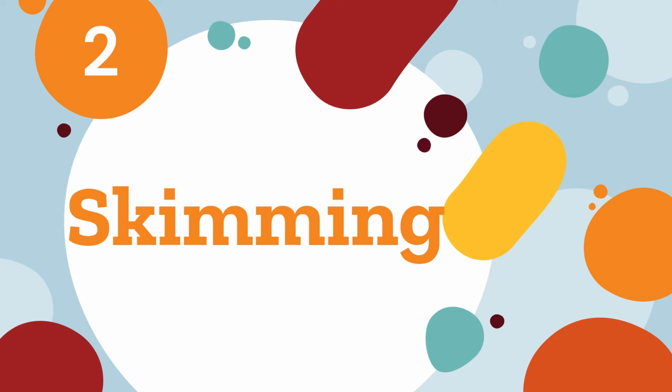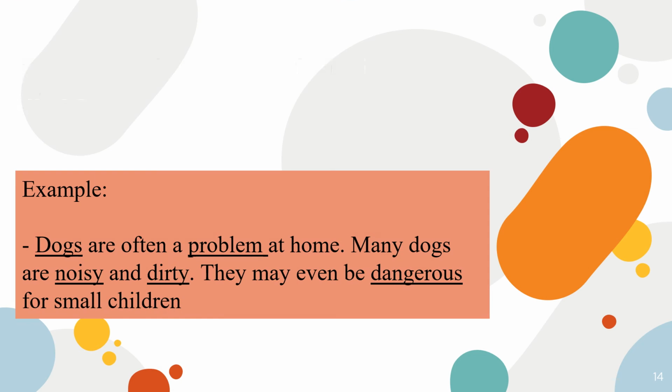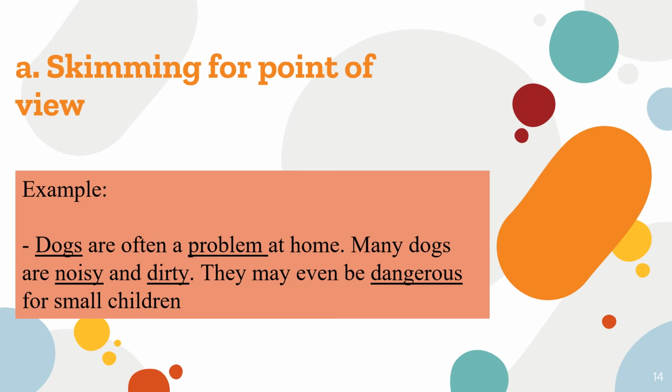Skimming is a method that gives you an idea of what the text is about without having to read it in full. It differs from scanning because scanning is a way in which you are looking for specific information in a text. Skimming is useful when you want to find out the position of a writer. When you want to know someone's point of view, you don't need to read everything. You only need to read a few important words. Look at this example. Let me give you 10 seconds to read it.